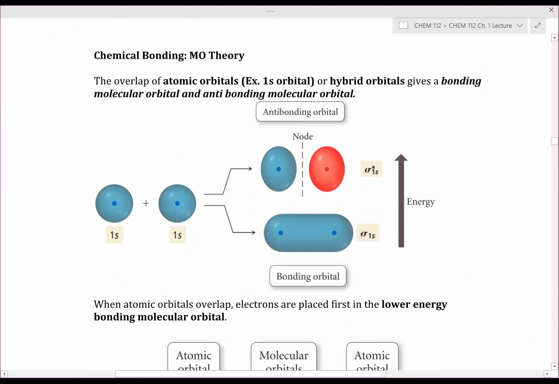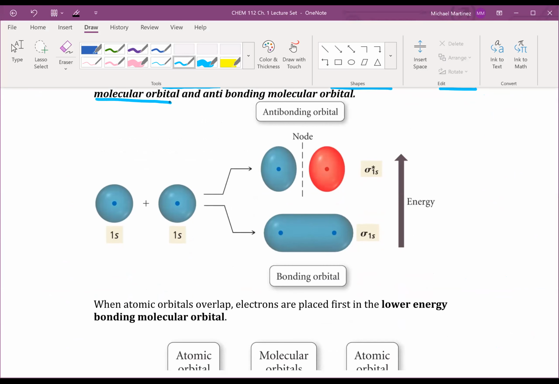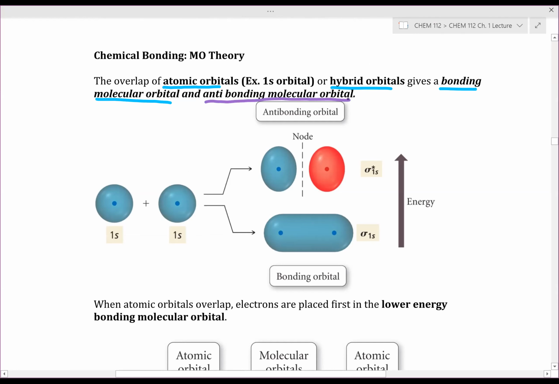So the overlap of atomic orbitals or hybrid orbitals. For each orbital that we put in, if we put two orbitals in, we get two unique orbitals out. We get what's known as a bonding molecular orbital and an anti-bonding molecular orbital. Now, there are two key features of this process. Number one, energy is conserved.